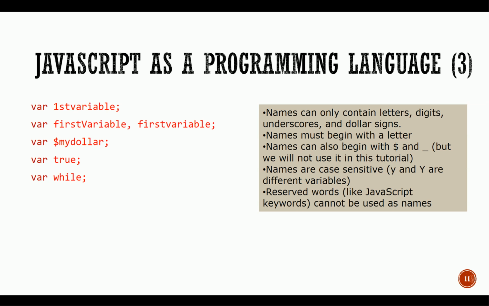So let's do a small test here. We have 5 declarations for variables. Let's see which ones are valid variable names. The first one is an invalid name because it starts with a number, with a digit. The second one is valid because they are 2 different names. The third one is okay. The fourth one is not correct because true is a reserved keyword and y is also a reserved keyword.